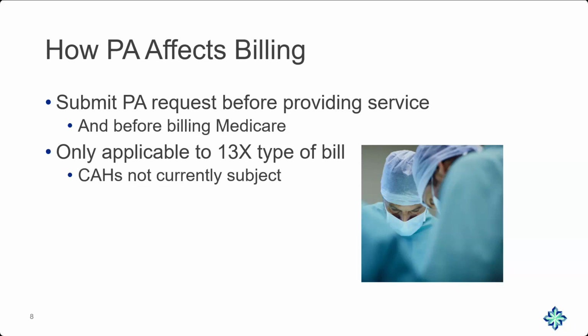This has been asked many times. CMS has answered it. It is in their frequently asked questions. So just to clarify, this does not pertain to outpatient hospital services billed by critical access hospitals on an 8-5X type of bill. So I just wanted to make sure and state that. Now, could that change in the future? Would they be pulled into this prior authorization process? Possibly. But as of today, they are not.